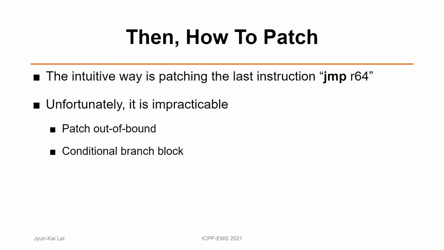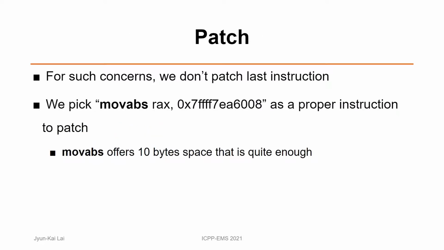Then, how do we patch the destination into the instruction? The usual way is patching the last instruction. Unfortunately, it's impractical because there are some issues: the patch boundary problem and the conditional branch block problem. For such concerns, we don't patch the last instruction. We pick the move absolute address instruction as the proper one because this instruction offers enough space to patch.